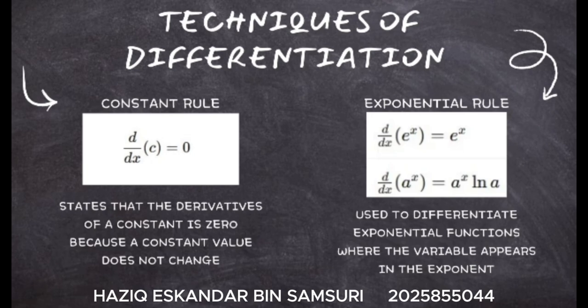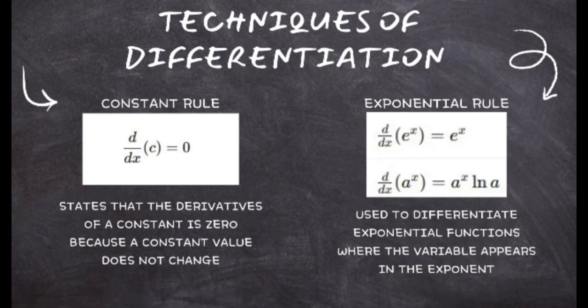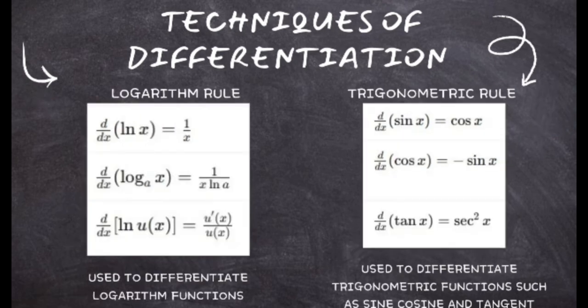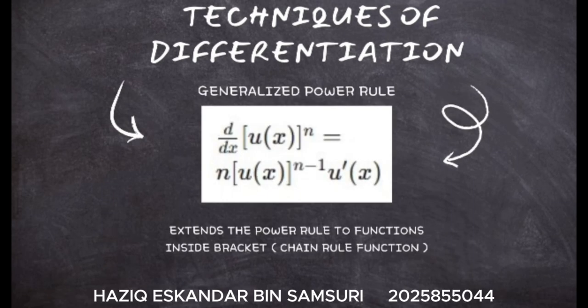Next, constant rule. Constant rule states that the derivative of a constant is zero because a constant value does not change. Next, exponential rule. Exponential rule used to differentiate exponential functions where the variable appears in the exponent. Next, logarithm rule. Logarithm rule is used to differentiate logarithm function, which is shown in the picture. Next, trigonometric rule. Trigonometric rule is used to differentiate trigonometric function such as sine, cosine, and tangent. And the last one is generalized power rule. Generalized power rule extends the power rule to function inside bracket, which is chain rule function.